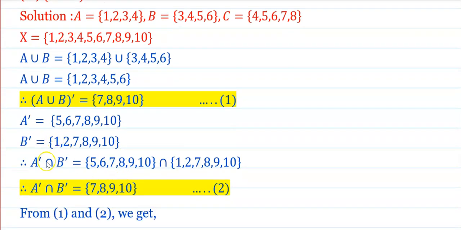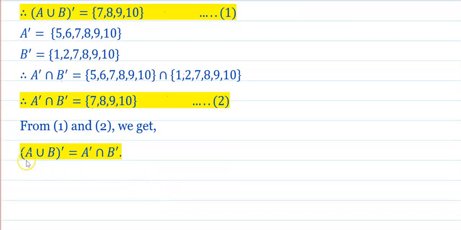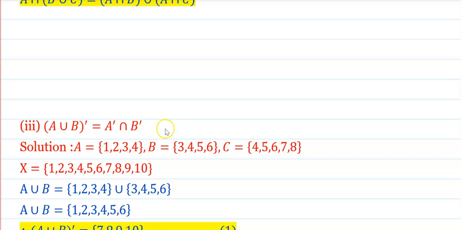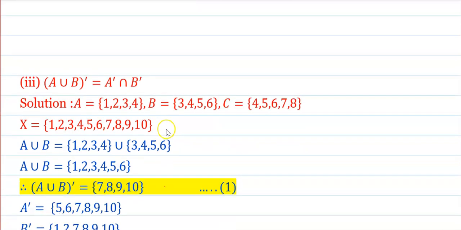And they are common. A complement intersection B complement: which are the common elements? The common elements are 7, 8, 9, 10. This is the A complement intersection B complement. Now from 1 and 2, you will get that (A union B) complement is equal to A complement intersection B complement. And hence, indirectly this is De Morgan's law and it is proved.